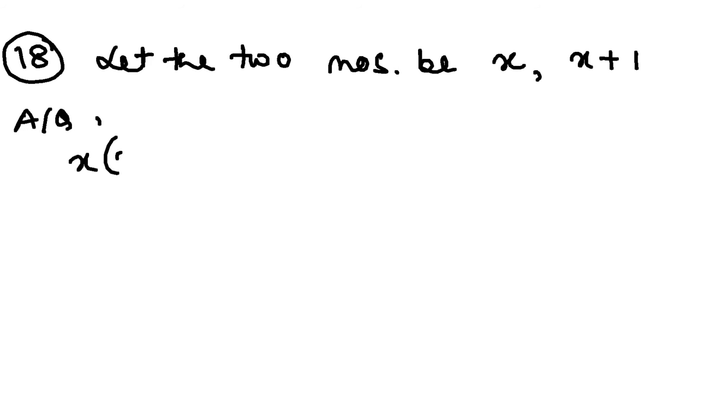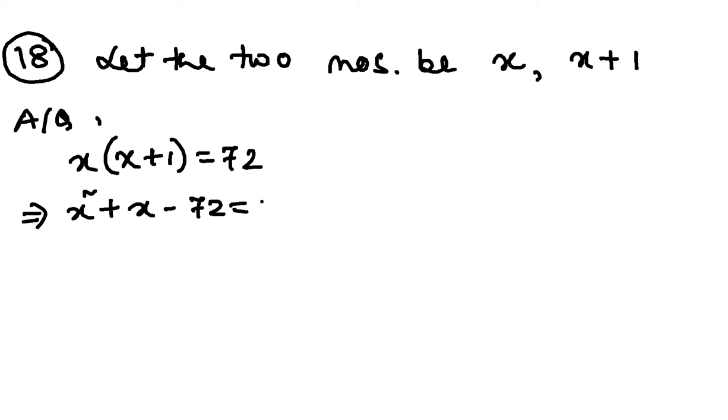Now let's go to question number 18. Similar kind of question. Find two consecutive whole numbers whose product is 72. So let the two consecutive whole numbers be, if one is x, other will be x plus 1. Now according to the question, again their product is 72. So x into x plus 1 is 72. That shall give us x square plus x minus 72 equal to 0.